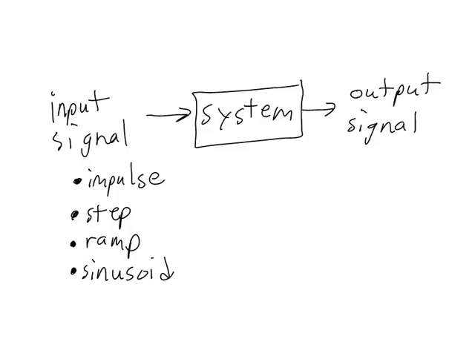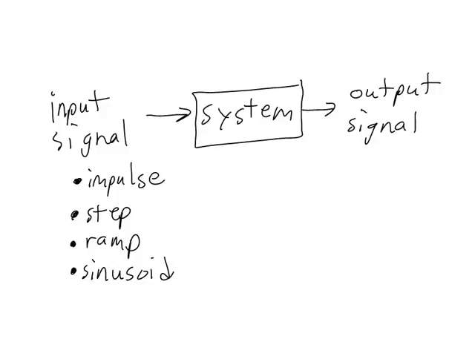Up until now, we've covered several of the most common inputs that you might see and use: the impulse, the step, the ramp, and the sinusoid. Today, all in one shot, we are going to cover literally every other input that you could possibly have.